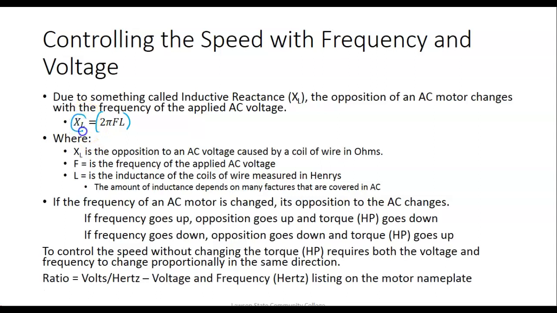So this determines how much current the motor pulls. What happens is if we raise the frequency, then opposition goes up, which means I goes down and the motor stalls because now it can't produce the horsepower. If we lower the frequency, then current goes way up, and then we create a lot of torque, and we can tear stuff up, and we can still burn motors.